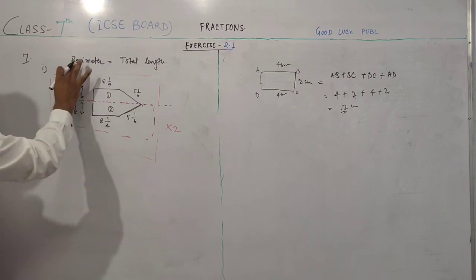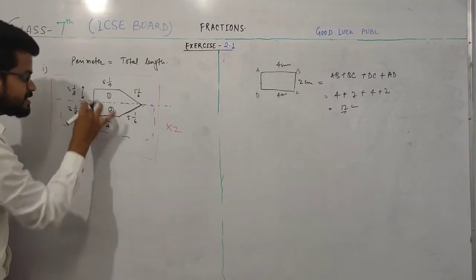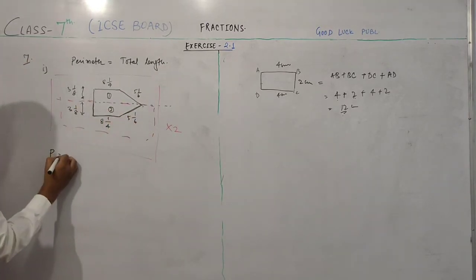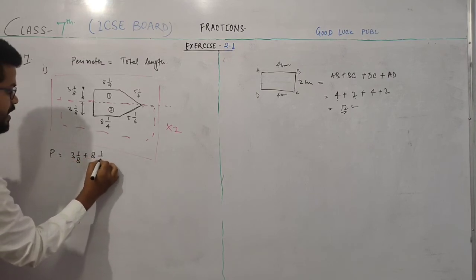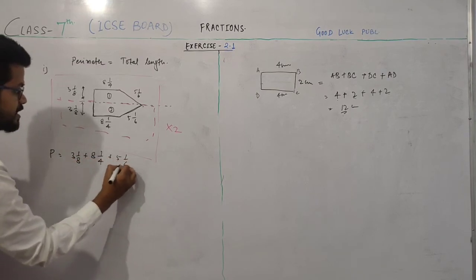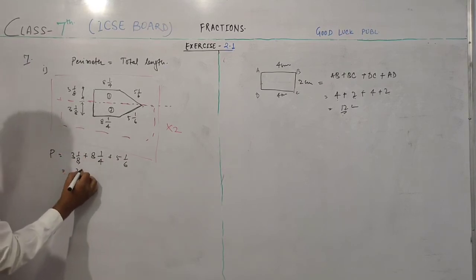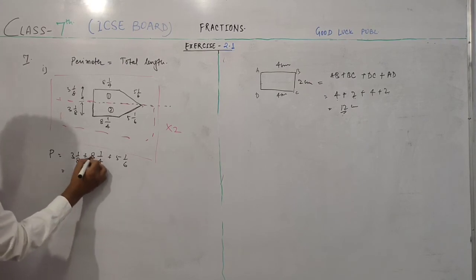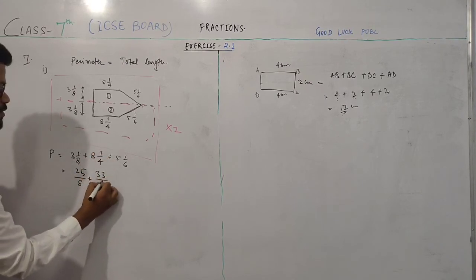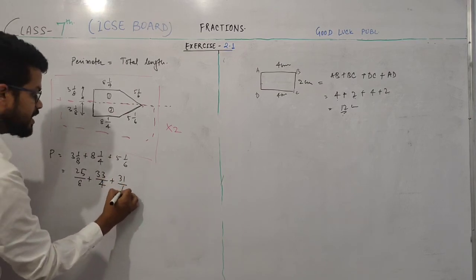So how to find the perimeter? Perimeter is the total length, so just add these 3 numbers. Perimeter equals 3 1/8 plus 8 1/4 plus 5 1/6. So this is 8 times 3 is 24 plus 1, 25/8, plus 4 times 8 is 32 plus 1, 33/4, plus 6 times 5 is 30 plus 1, 31/6.